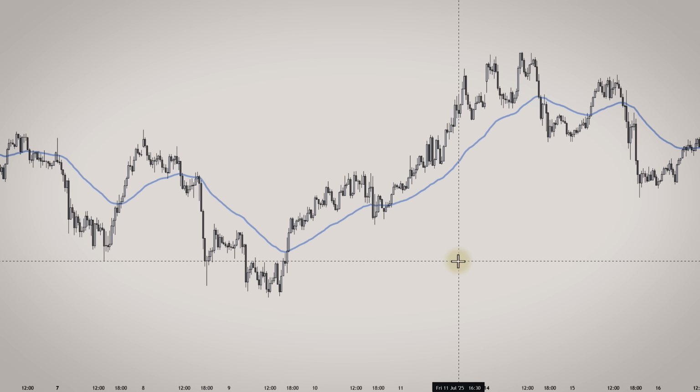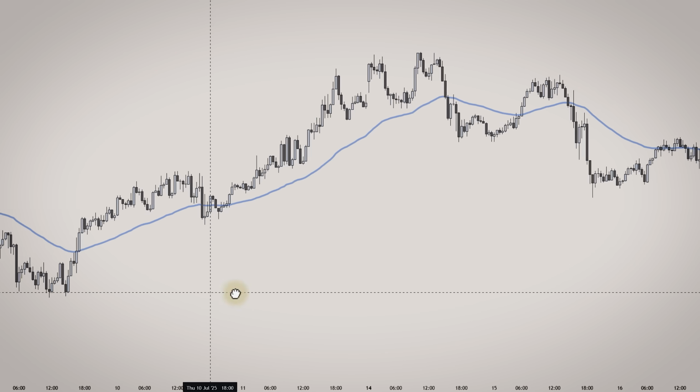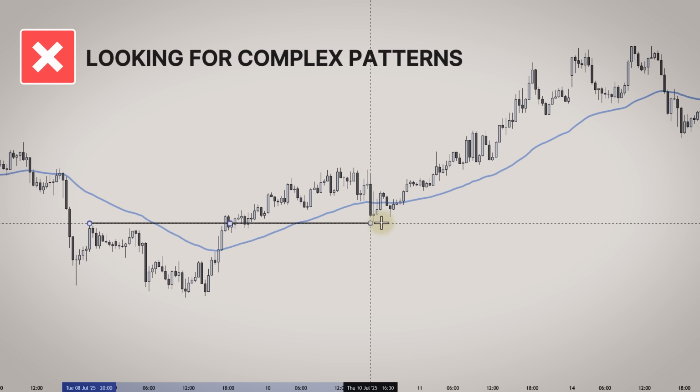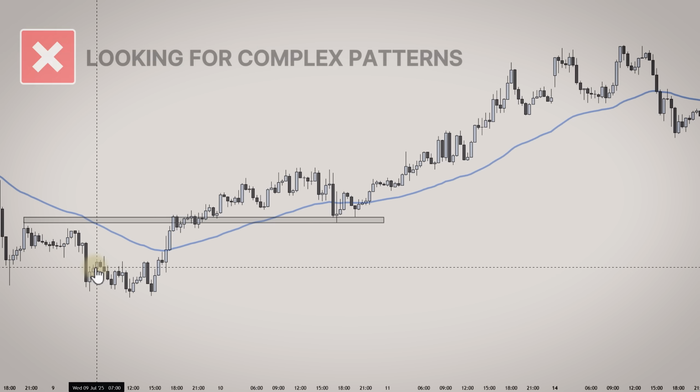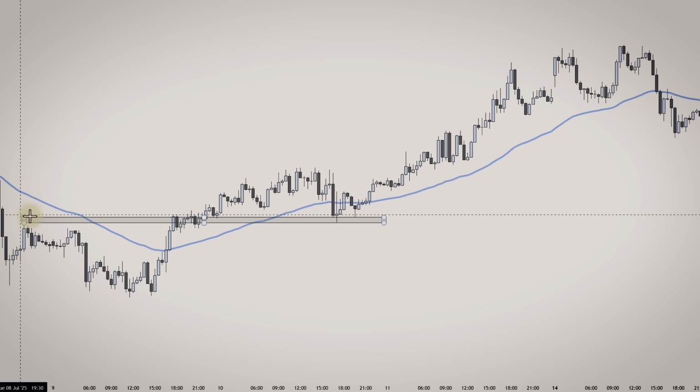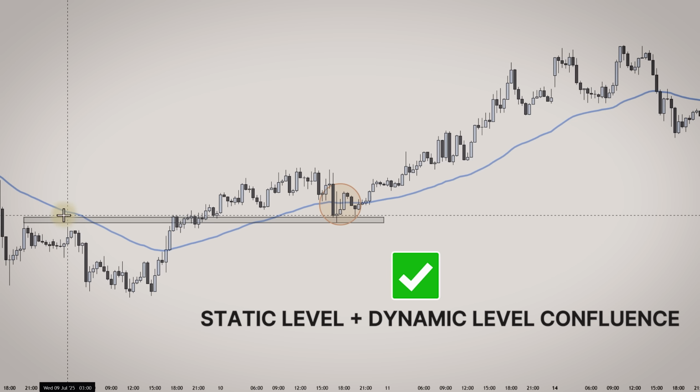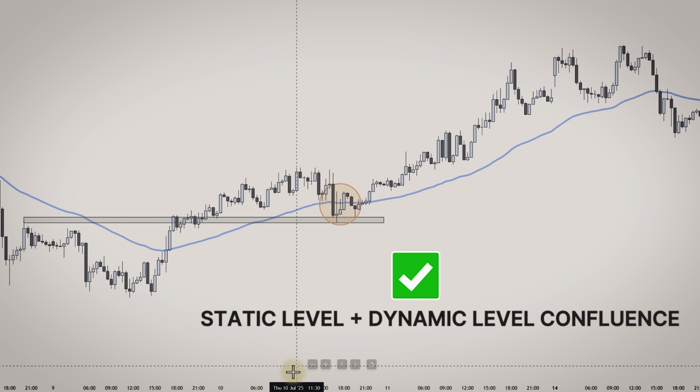So here's the mental shift that changes everything. Stop looking for complex patterns. Start looking for where these two forces meet. When a static level that's been tested multiple times crosses paths with a dynamic moving average, you get what I call a confluence zone. This is where the magic happens.